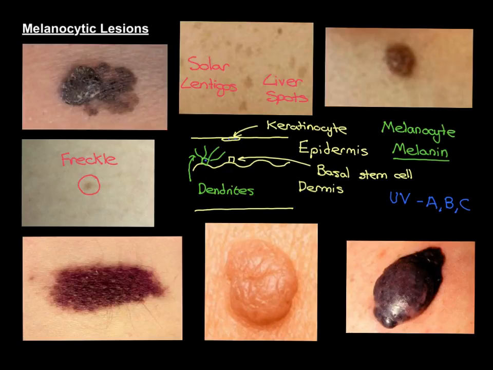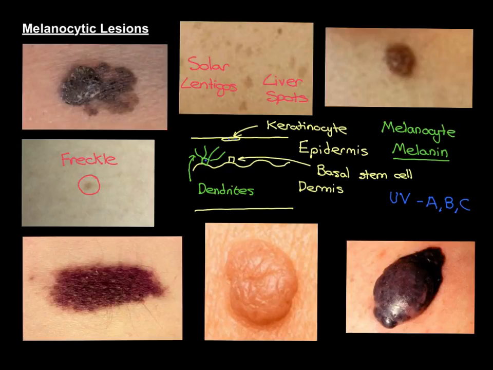So nearly everyone, as they get older, if they have lighter skin, will get these on sun-exposed areas generally. So on the hands, the arms, the face are the classic areas where you'll get solar lentigos. And they are related to sun damage. So the more sun exposure you've had over your lifetime, the more likely you are to get a lot of solar lentigos.